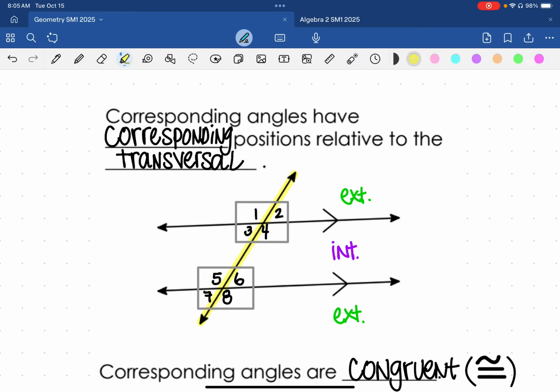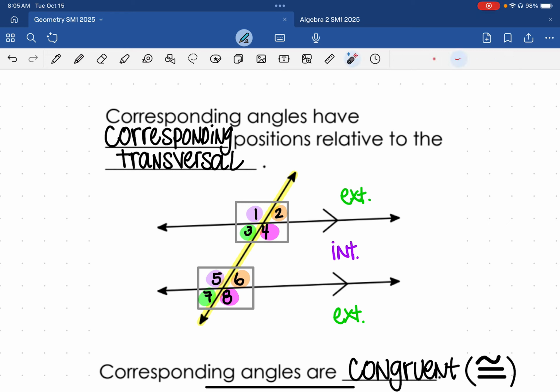So when we start talking about how they compare to one another, angle 1 is the same position as angle 5 because they're in the top left. Angle 2 is in the top right, so it would correspond to angle 6. Angle 4 is in the bottom right, so it would correspond to angle 8, and then angle 3, bottom left, would correspond with angle 7, bottom left as well.